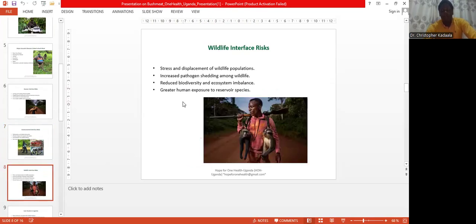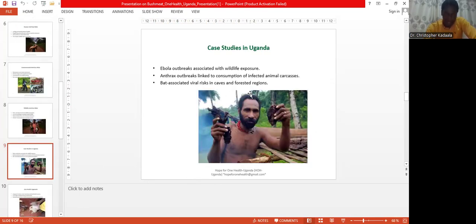Slide 8. Now the wildlife interface risks: stress and displacement of wildlife populations, due to deforestation and destruction of habitats; increased pathogen shedding among wildlife. Of course, when there is human-wildlife interaction, the wildlife will carry pathogens from their habitats, shedding them to the human community. That facilitates the spread of zoonotic diseases, reduced biodiversity and ecosystem imbalance, and greater human exposure to reservoir species. Next slide.